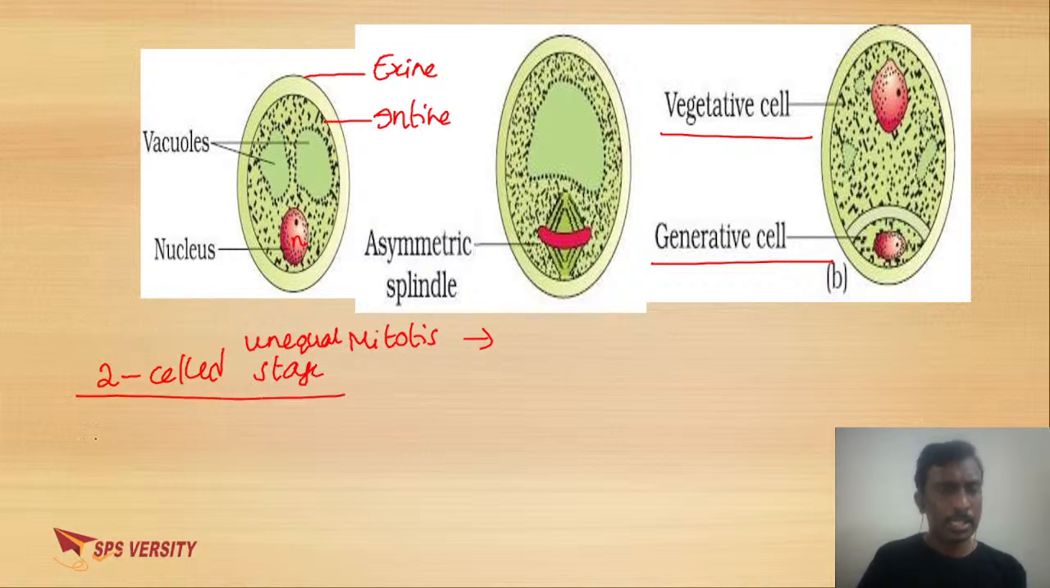Two-cell stage means the pollen grains have one large vegetative cell and one generative cell. So in such plants, where the pollen grains are shed at the two-cell stage, one mitosis is required for the formation of the vegetative and generative cells.